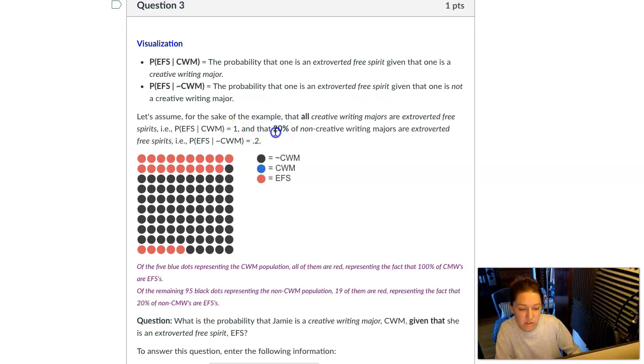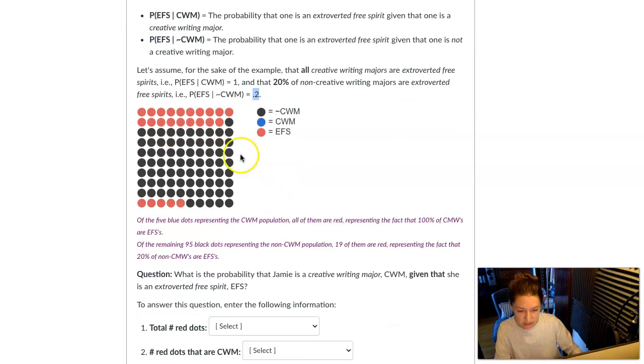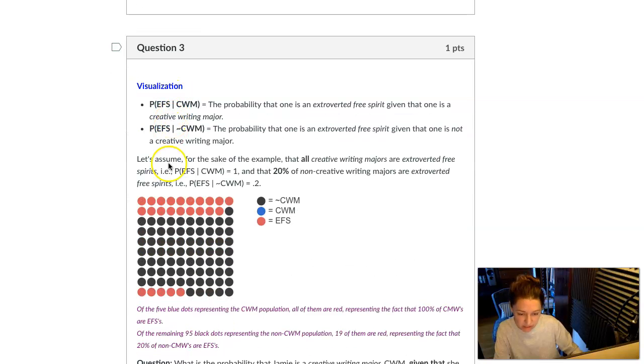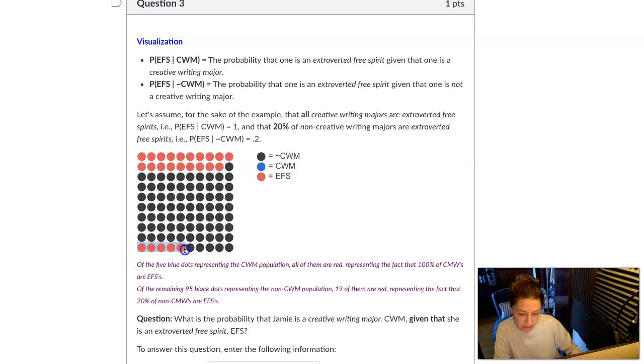And again, let's assume that 20% of non-creative writing majors are extroverted free spirits too. So that'll be P(EFS given not CWM). Let that equal 0.2 or 20%. Okay, so in our dot plot below, we had these 5 representing the creative writing majors. Now we're going to make them red because red means our extroverted free spirits. And let's make 20% of the black dots also red to represent the 20% of non-creative writing majors that are also extroverted free spirits.